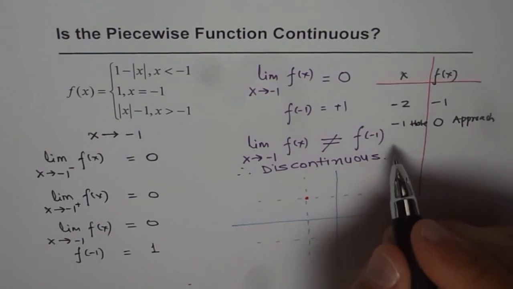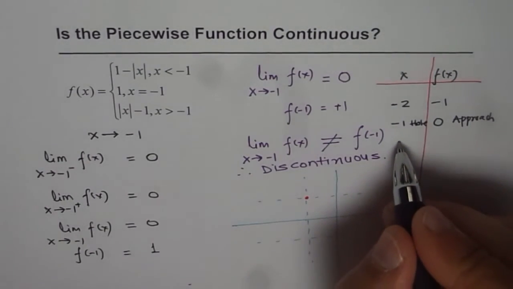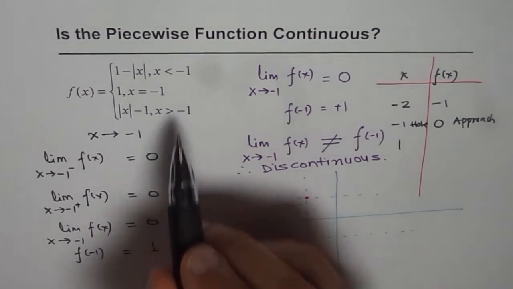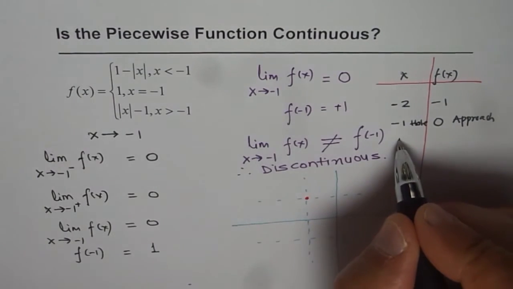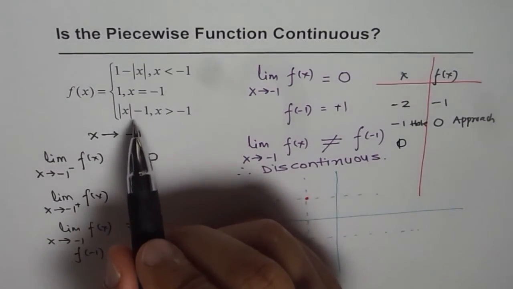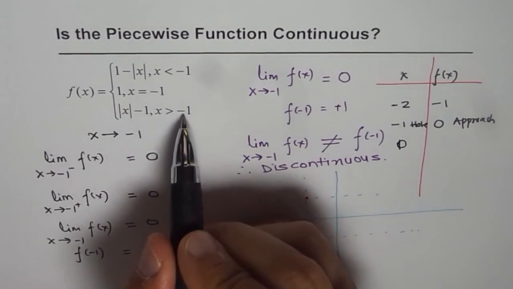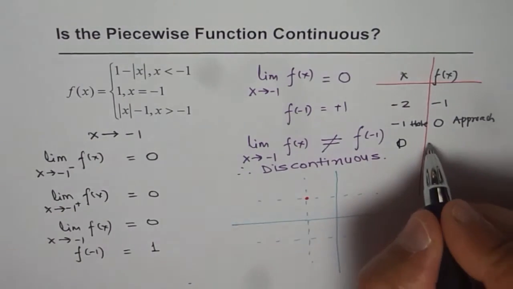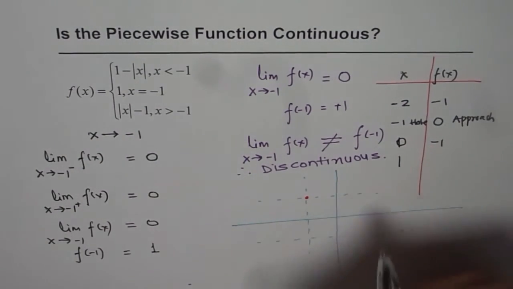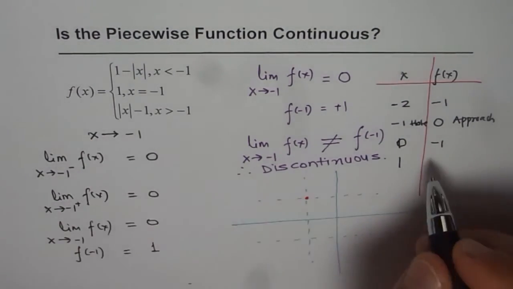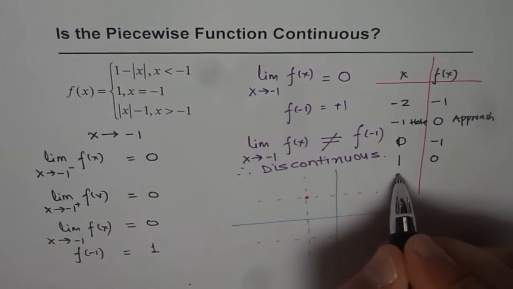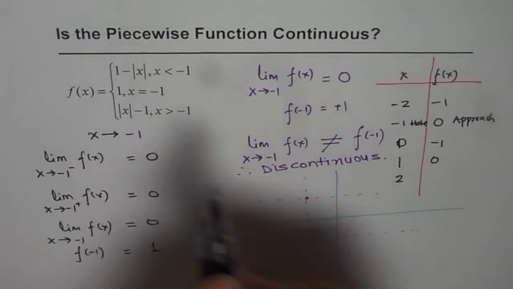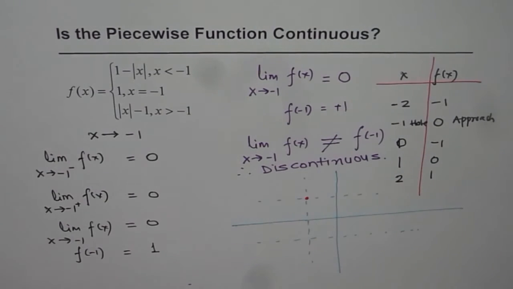Okay, if I take a value greater than -1, let me take 0 first. If I take 0 as my value, then 0 minus 1 will give me -1. If I take a value of 1, then 1 minus 1 will give me 0. And if I take a value of 2, then 2 minus 1 will give me +1. So these values will help me draw a good graph for the given function.